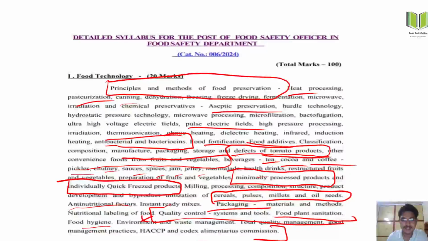Then the upper one is cereals and their utilization of byproducts and development, manufacturing and processing of cereals. Then two major topics I also mentioned, which are individual quick freeze products, for which you have to give emphasis, and minimally processed food. Above which there are some beverages which you have to discuss in detail, and defects or the manufacturing of tomato products. And above which you have to discuss the major topic, which is principles and methods of food preservation from the traditional or conventional methods to the new or advanced technologies in the preservation of food. So this is the complete breakdown of your food technology syllabus.